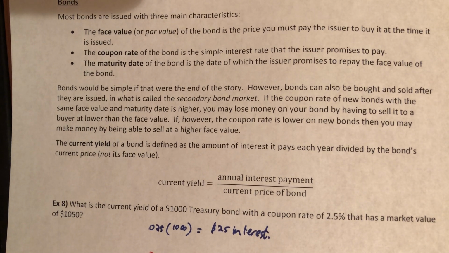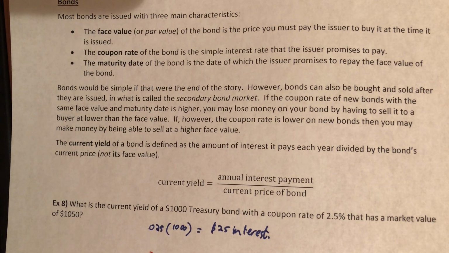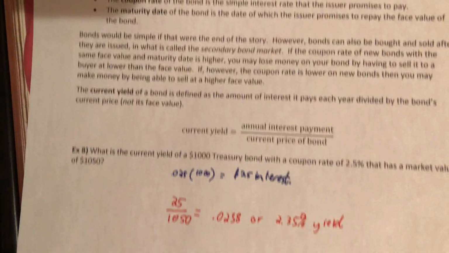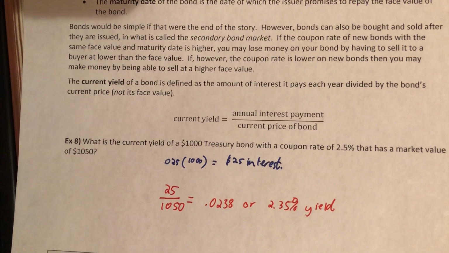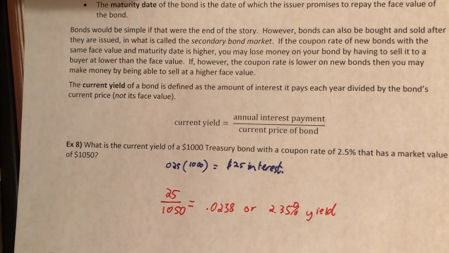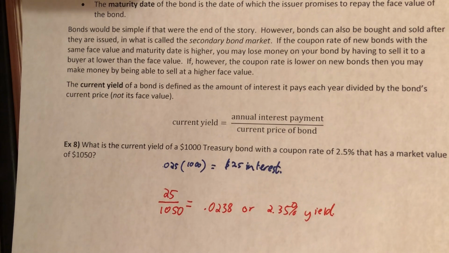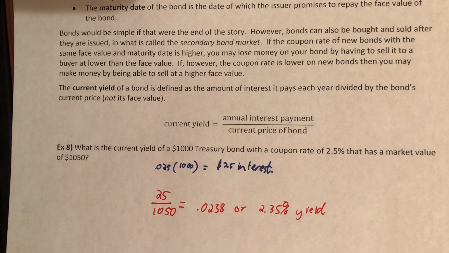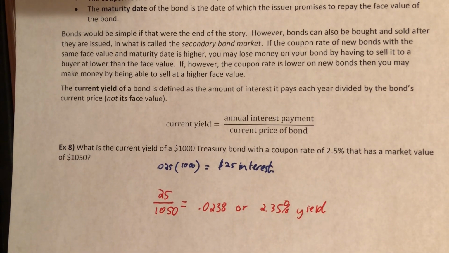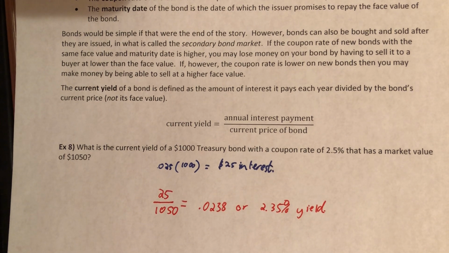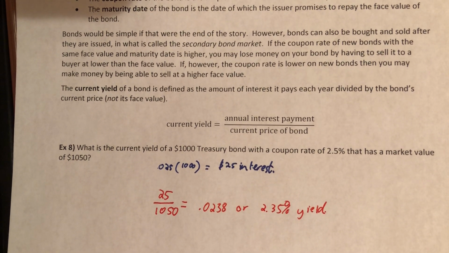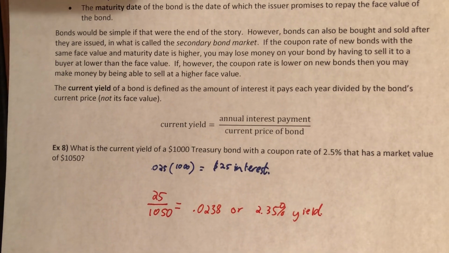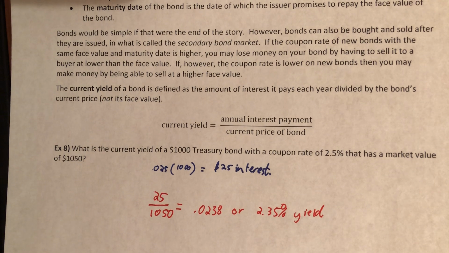Current yield is defined as the amount of interest the bond pays each year divided by the bond's current price, not the face value. If everybody decides this is a pretty good deal and they're all trying to buy the bond, it can actually drive the prices up. Same thing, if nobody wants to touch it, that's going to drive it down. So if I have a $1,000 treasury bond with a coupon rate of 3.5% and a market value of $1,050, what is my current yield?